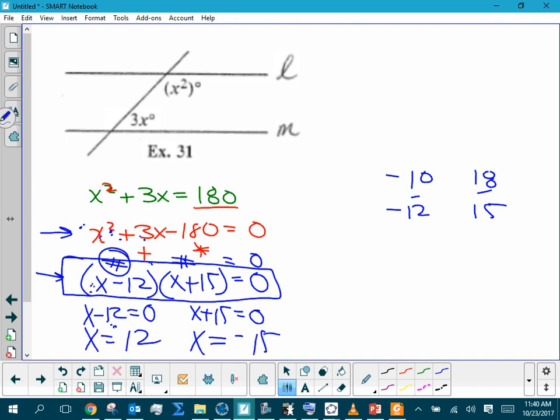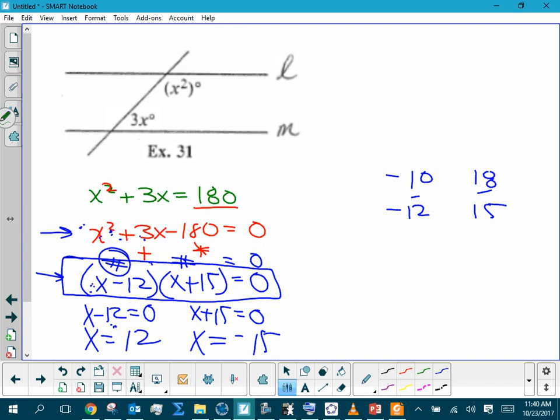Now remember, the algebra we just did has no recollection that it came from a geometric picture. It doesn't know there's any context to it. So every time you do one of these, you're going to get two answers when you factor. We need to make sure that they work for our problem.